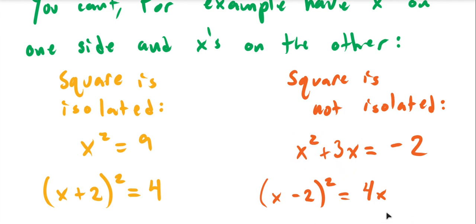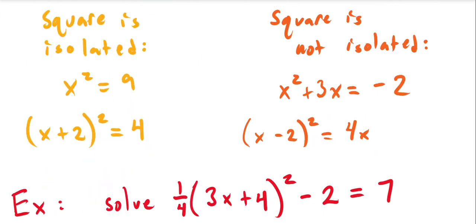Here again, we don't have isolation. We have x's split between the two sides. This is x minus 2 squared, that's right, but we didn't trap the 4x inside with it. It's out here. It's not isolated. It's not combined with the square term. So taking the square root plus and minus of both sides wouldn't really help you, because now you're just going to have an x under the radical and you're no closer to solving. So in order to apply this property, you need to have your square term isolated together, like one of these two.